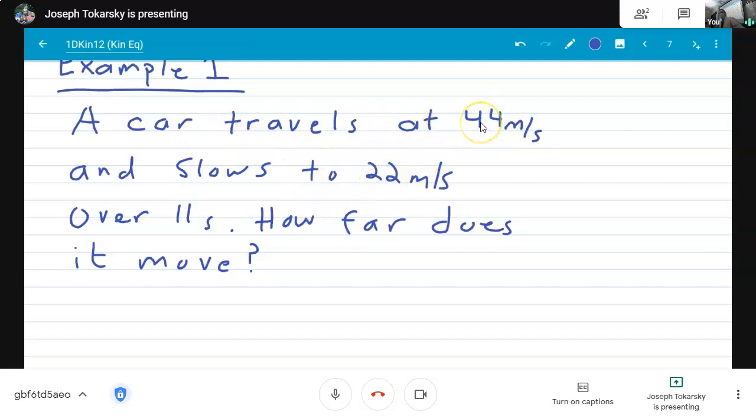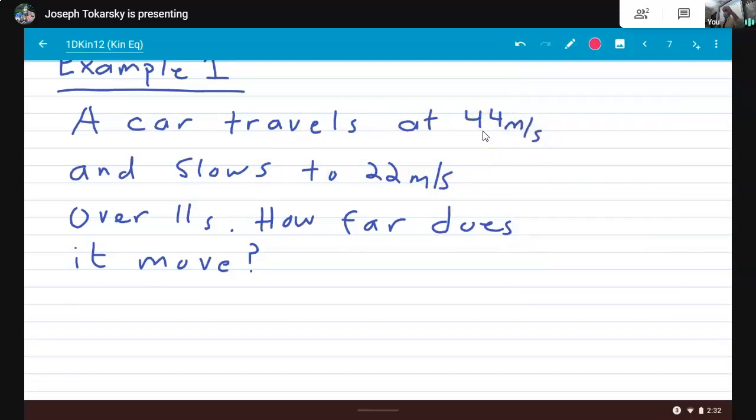A car travels at 44 meters per second and slows to 22 meters per second. What do you think 44 meters per second is? Is it a final velocity? Is it an initial velocity? Is it a time? Is it a D? Or is it an A? What do you think, Cal? Initial velocity. That's what I'm originally traveling at, right? So you write that down as one of my givens. VI equals 44 meters per second.